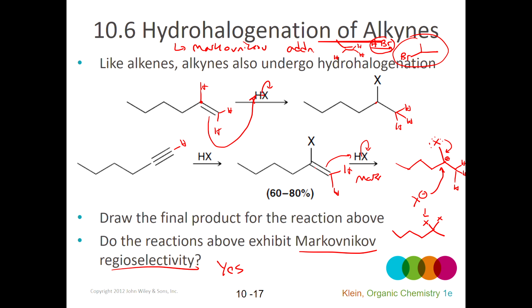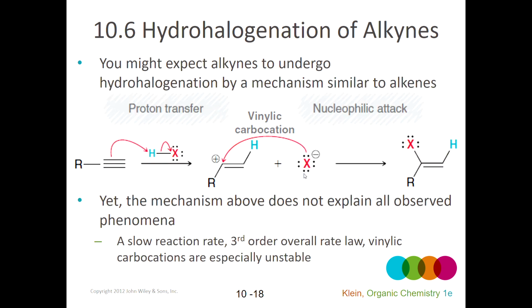Once I have the alkene, it goes through the mechanism we already talked about. So let's look at a little bit more detail of the alkyne forming into the alkene. We could imagine the same mechanism, which would involve a proton transfer, forming a carbocation, and then a nucleophilic attack to give me the Markovnikov product.